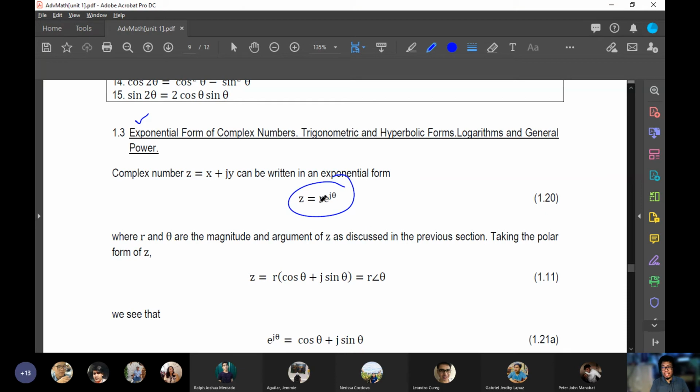Okay, so you have z equals R e raised to j theta. Yung R and theta are the same as how they were obtained in the polar form. Kung paano natin kinukuha yung R at saka theta sa polar form, ganun din natin siya kukunin. The difference is that theta here should now be strictly in radians. Okay? Is that clear?